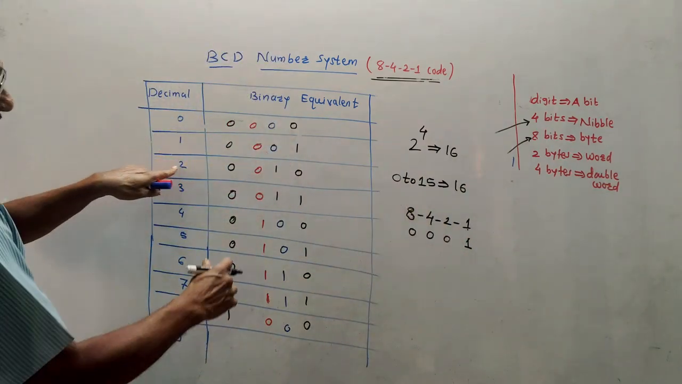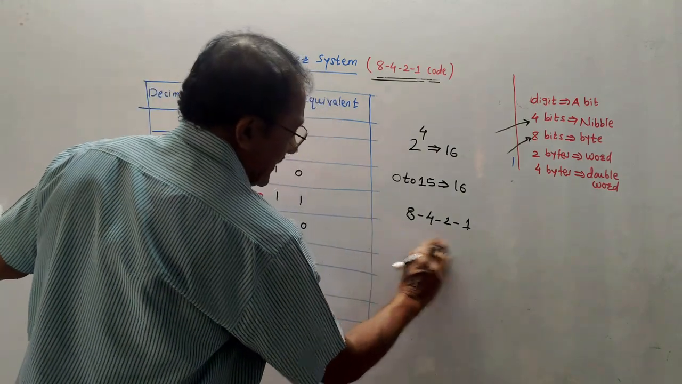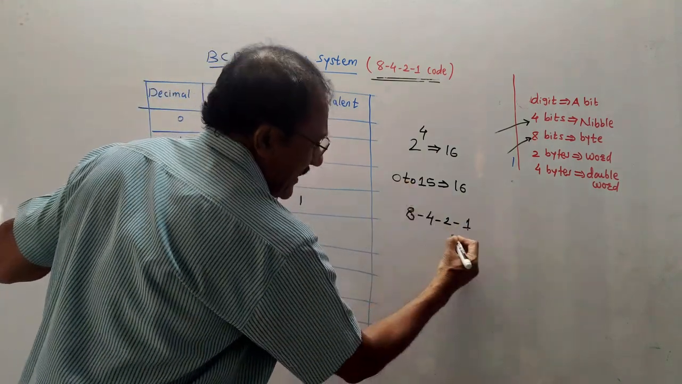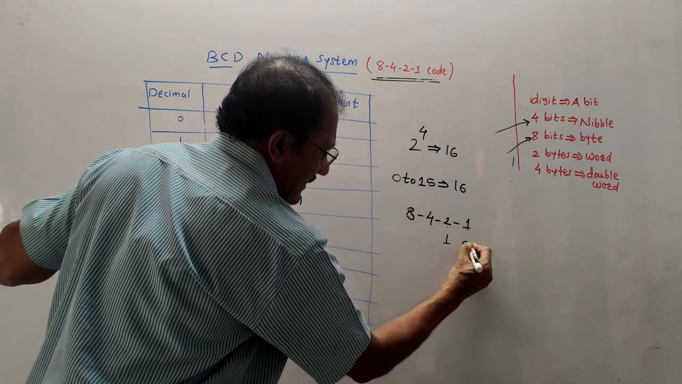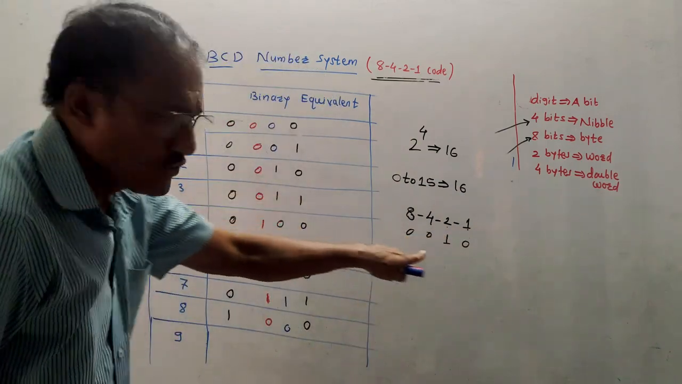Likewise, for 2, again make use of this system. Now make it very simple. Wherever 2 is there, write 1. For all other things, write 0. So this is 0, 0, 1, 0.